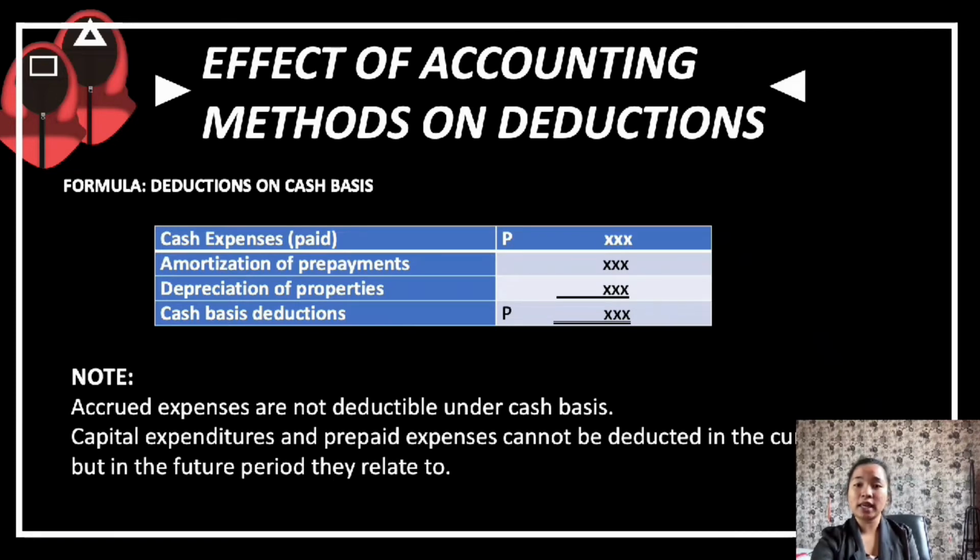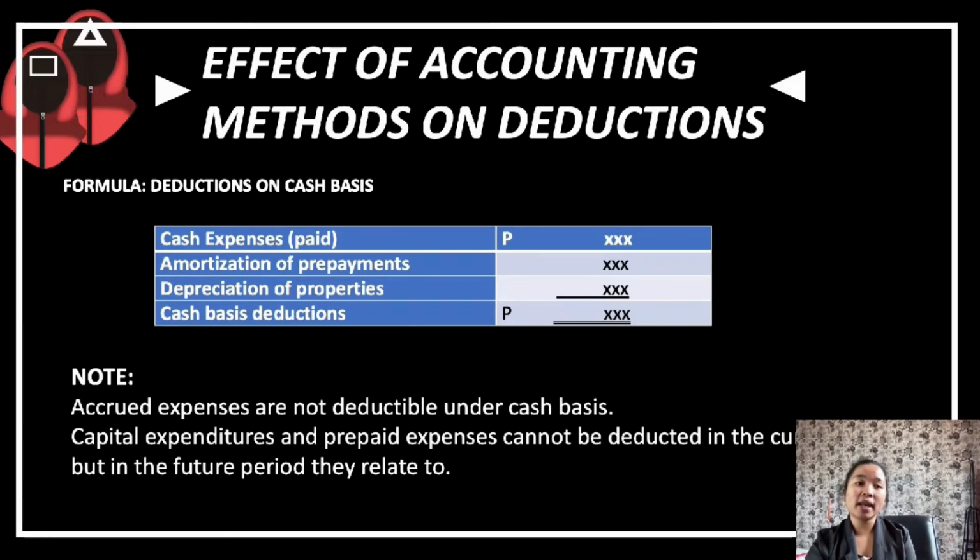Cash basis accounting is where the taxpayer reports income and deductions in the year that they are actually paid or received. A cash basis taxpayer reports income and expenses in the year they are paid off, which is not necessarily the year they are incurred. This method does not recognize accounts receivable or accounts payable. Just note that accrued expenses are not deductible under cash basis. Capital expenditures and prepaid expenses cannot be deducted in the current period but in the future period they relate to.